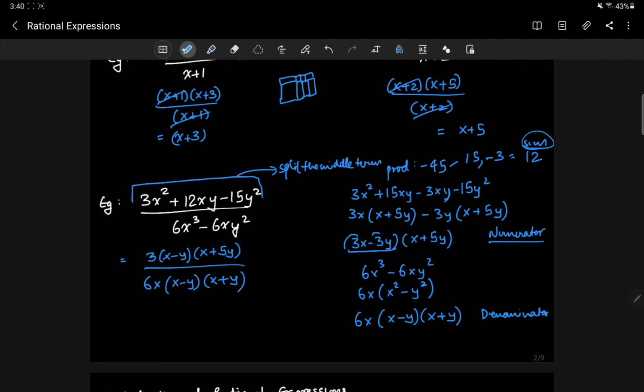So in this case, the only things that cancel out are x minus y, and 3 factors into 6 two times. So it doesn't get simplified all the way like the previous 2 examples, but still what you have as a result of this simplification is a much simpler form than what we started with. Right? So for example, there's no more xy terms. All of that is gone. It's simply x plus 5y divided by 2 times x plus y.